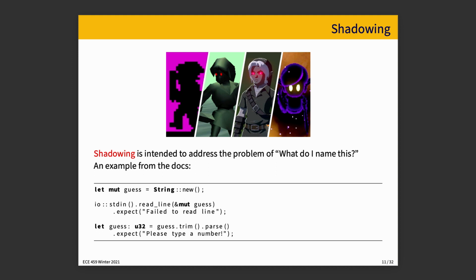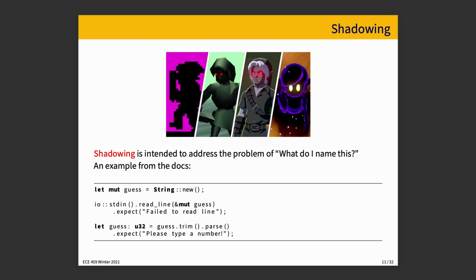Then we are going to read a line in to this guess, and we'll see this expect notation. And expect says basically if something went wrong, then we throw an error. And the error, in this case, contains the text failed to read line, so we can see what went wrong. We'll talk about the error handling shortly, but just know for now that that's error handling. We are explicitly acknowledging the possibility that reading a line could fail.